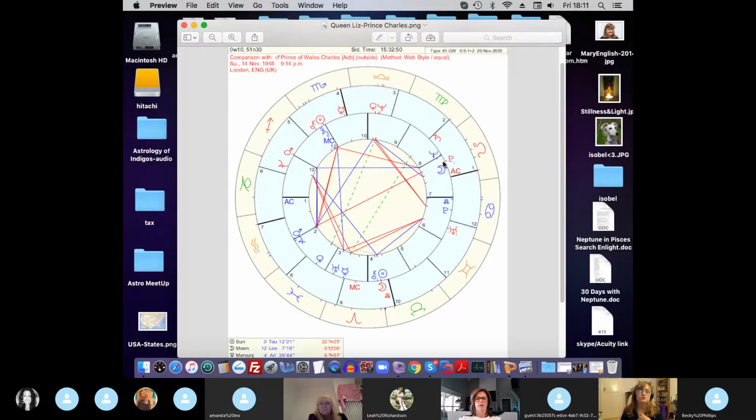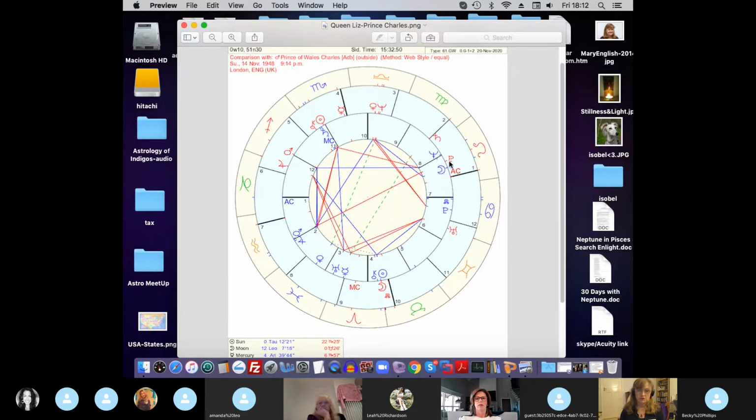The other one now, this is what I was talking about, the moon and Pluto. If I was doing this for a client or a synastry chart for someone, I would say watch out for that. So this is the Queen's moon. Okay, the Queen has her moon in Leo. You must pay attention to me.